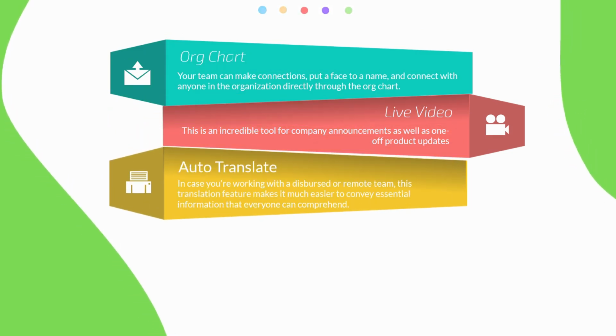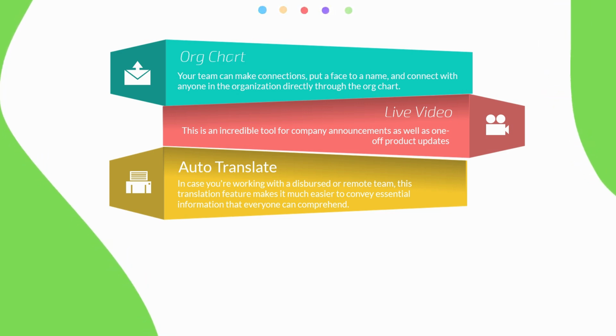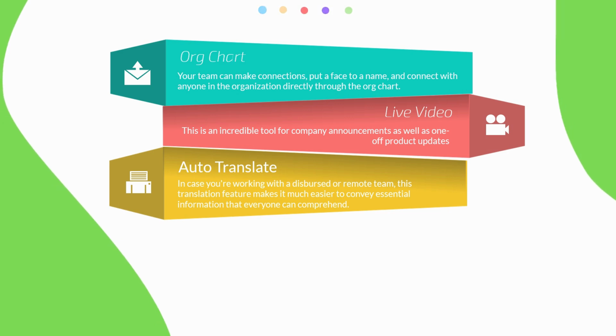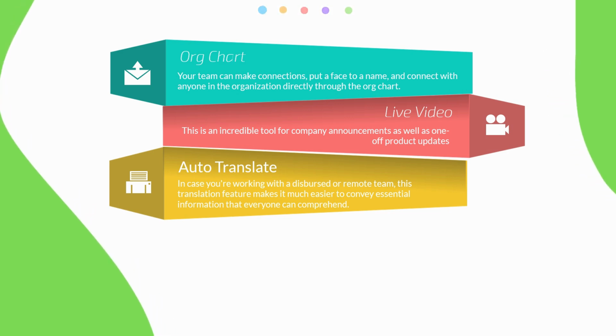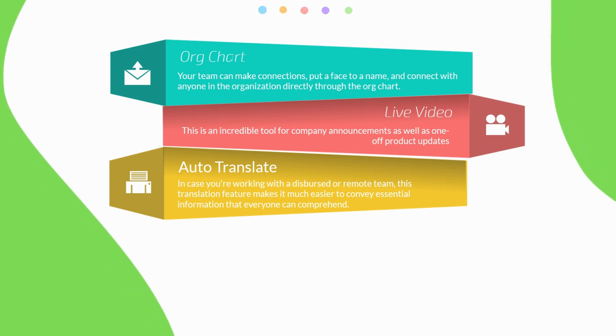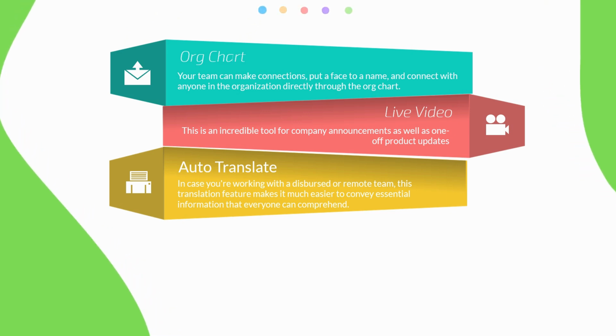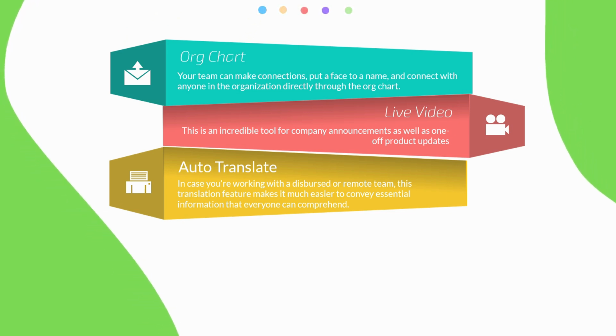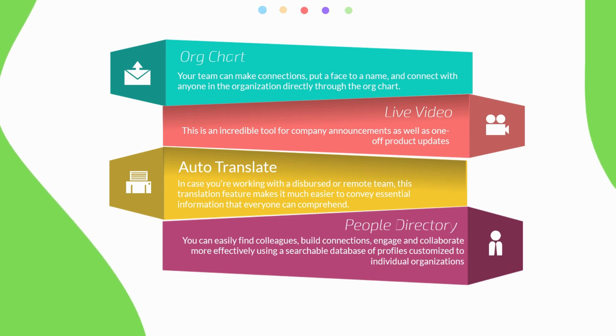Auto-translate. Workplace's auto-translate enables your team to communicate with their peers around the world. If you're working with a distributed or remote team, this translation feature makes it much easier to convey essential information that everyone can comprehend. Each team member can translate posts in their news feed into their native language. This tool is automatically available for any post in a different language.